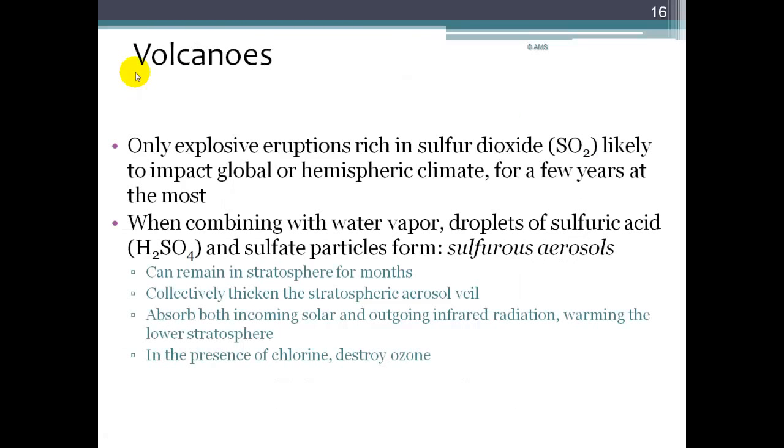Other things that affect the Earth's climate are volcanoes. When we have a large volcanic eruption, there's a lot of sulfur dioxide that gets thrown up into the atmosphere, and it affects the Earth's climate. It can interact with water vapor and create droplets of sulfuric acid, and sulfate particles, sulfurous aerosols that can stay up in the stratosphere. They're ejected way up into the stratosphere, and they can interact with the ozone layer and change our climate.